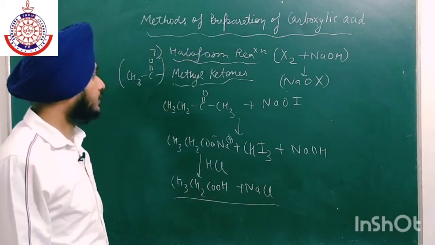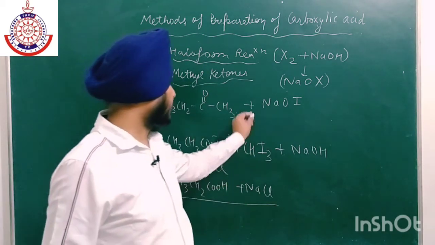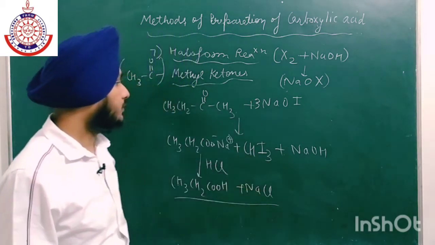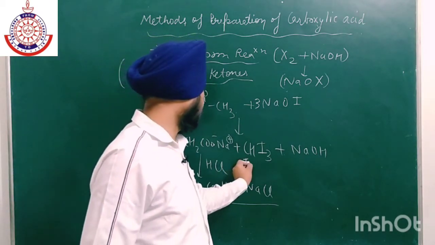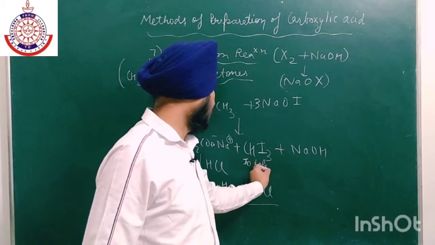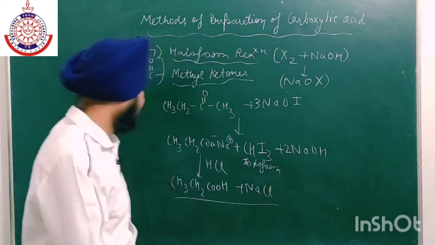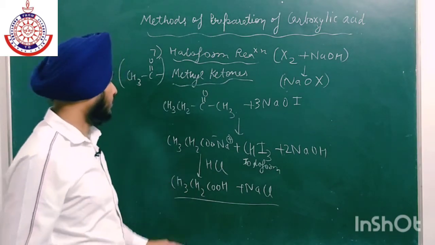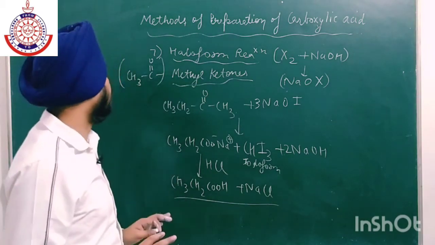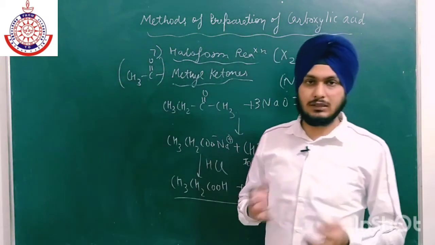So this is the main reaction. Now here we have to take 3, because 3 iodines are present in iodoform, and here we have 2. Now the reaction is all balanced, and we will get this product. So this is the haloform reaction. This is the seventh method of preparation of carboxylic acid.